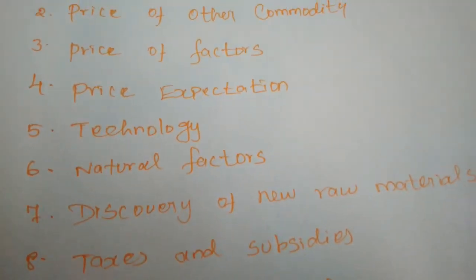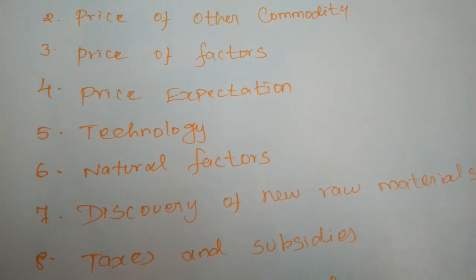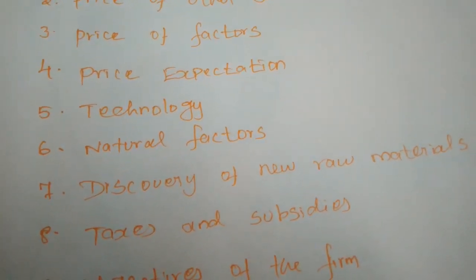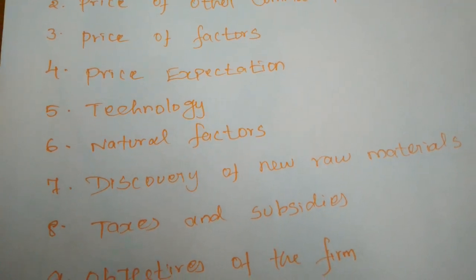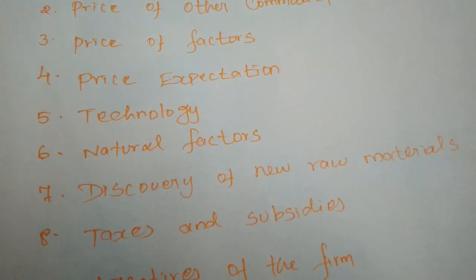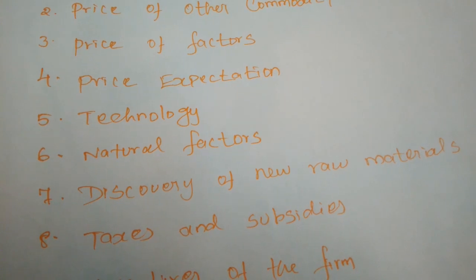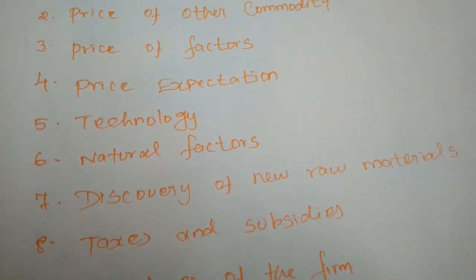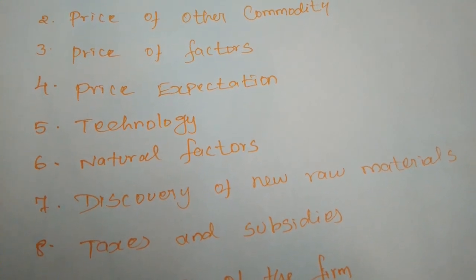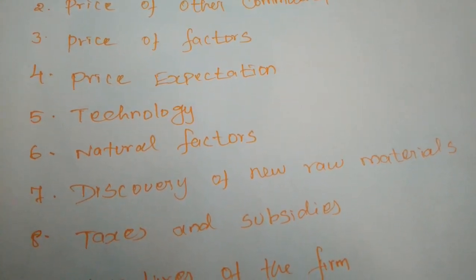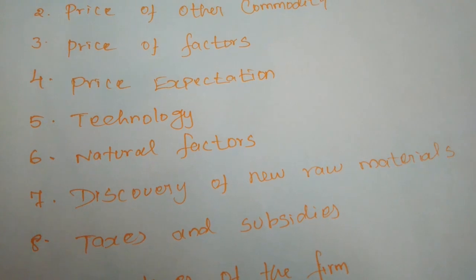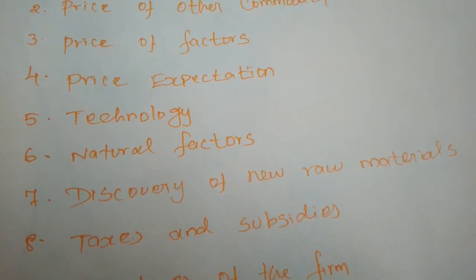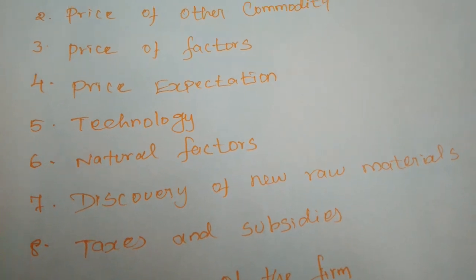Normally in the time of festivals, Deepavali and Christmas, the consumers expect that the price of clothes and some grocery items will increase. Because of that, before the festival time, they won't purchase any clothes and grocery items. So by predicting the consumers' expectations, the producers will also reduce the supply of commodities in the present.